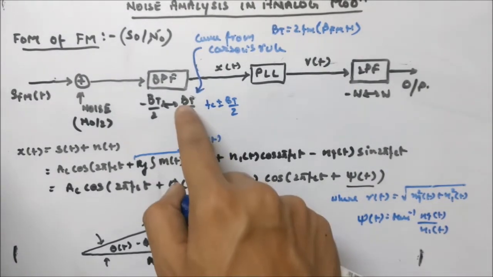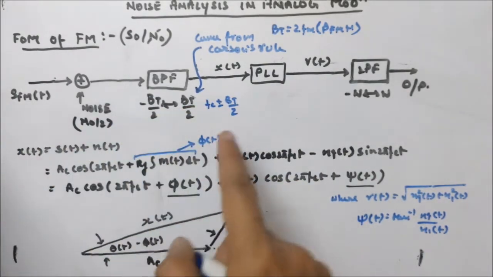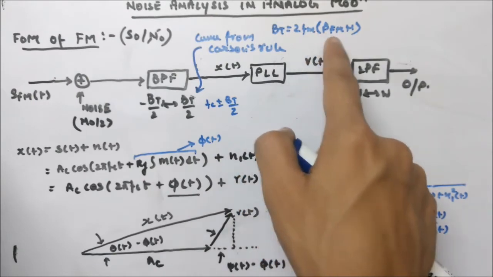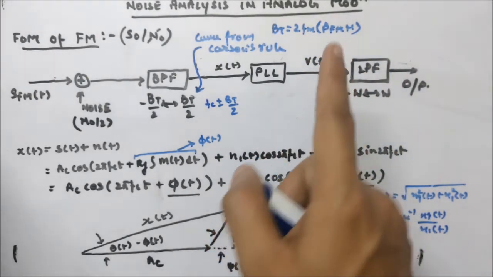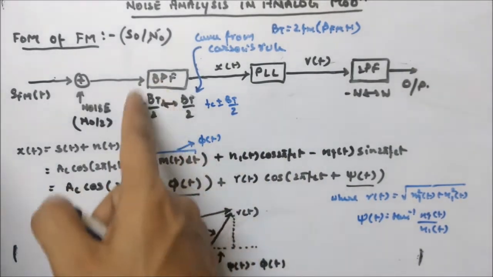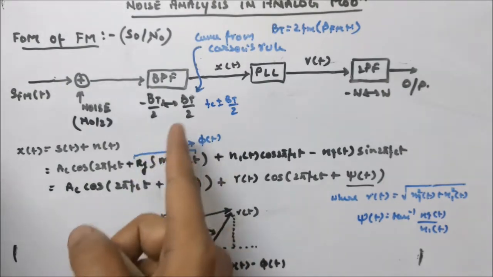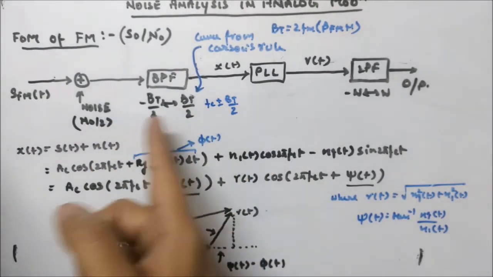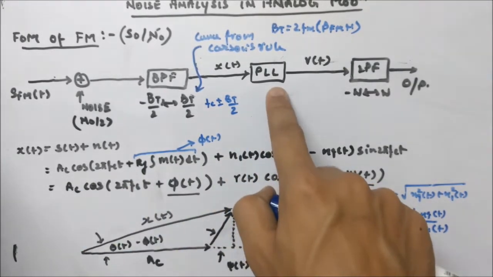This BT is coming from Carson's rule. The bandwidth of FM signal comes from Carson's rule, which is BT equal to 2fm(β + 1). So that is the bandwidth of FM signal, and that is why our band pass filter's bandwidth is also BT, BT by 2 and BT by 2. So you can see the bandwidth is BT. Now this is our detector, PLL.